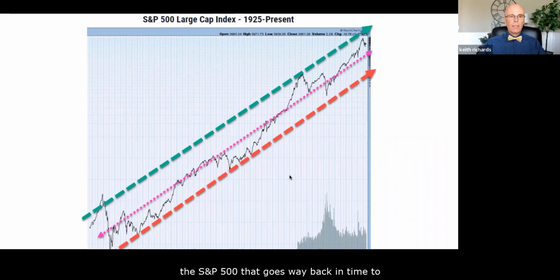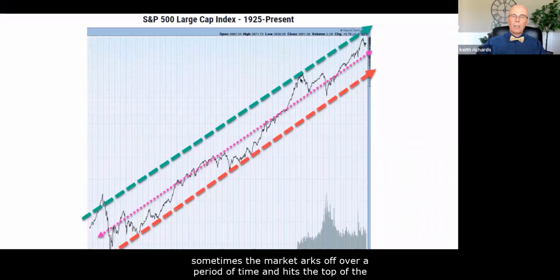And this is a chart of the S&P 500 that goes way back in time to around the late 20s. And you can see on the left-hand side, the outlier rally that went into the market before the crash in 1929, 1930, 31, all that. And you can see the large spike to the downside as well. Now, through history, there's been a bit of a channel. Sometimes the market arcs off over a period of time and hits the top of the channel, and at times it's hit the bottom of the channel.